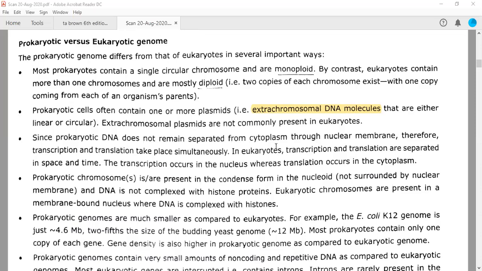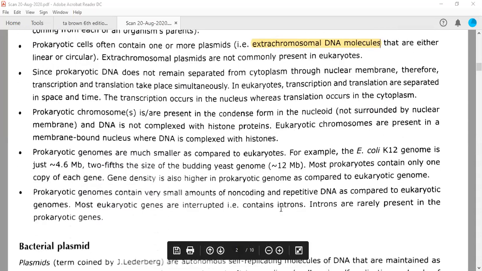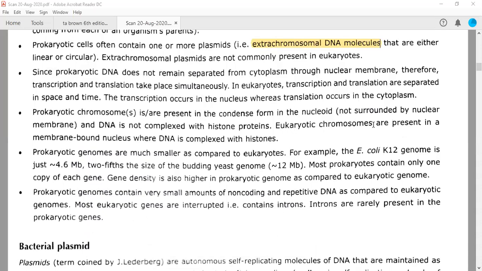Other thing is, this we have discussed in eukaryotes: the transcription and translation are separated not only in space but in time also, because transcription is then followed by translation. Prokaryotic chromosomes are present in condensed form in the nucleoid, not surrounded by the nuclear membrane, and DNA is not complexed with the histone proteins, whereas eukaryotic chromosomes are present in a membrane-bound nucleus and they are complexed with the histones.